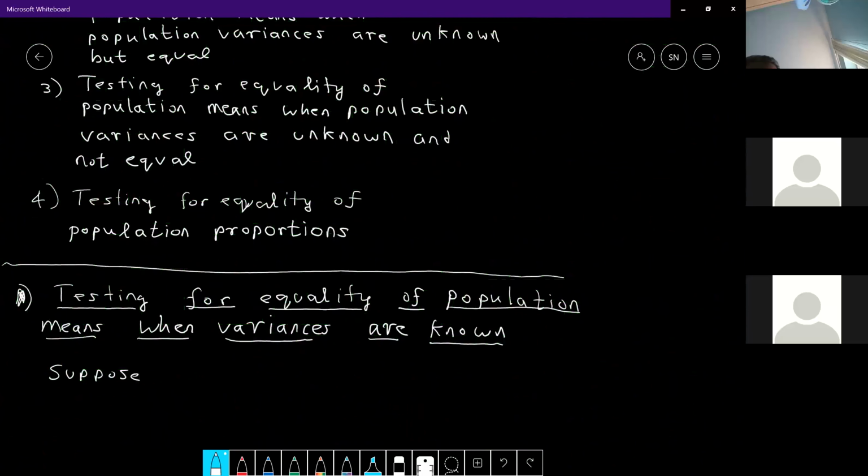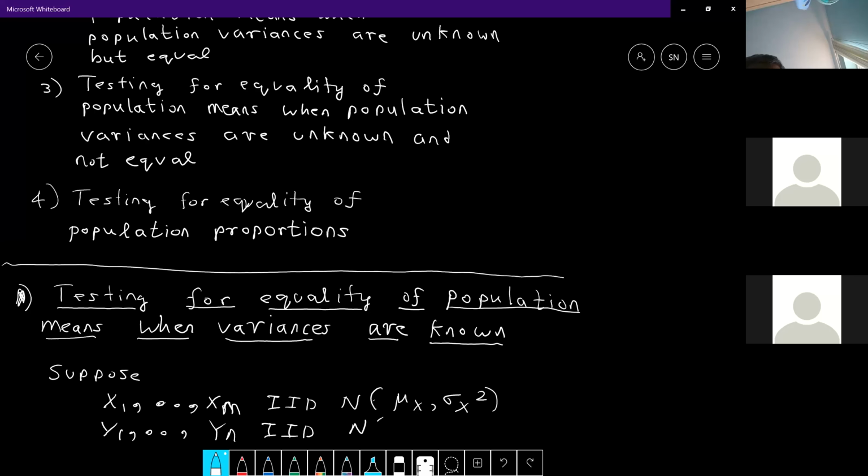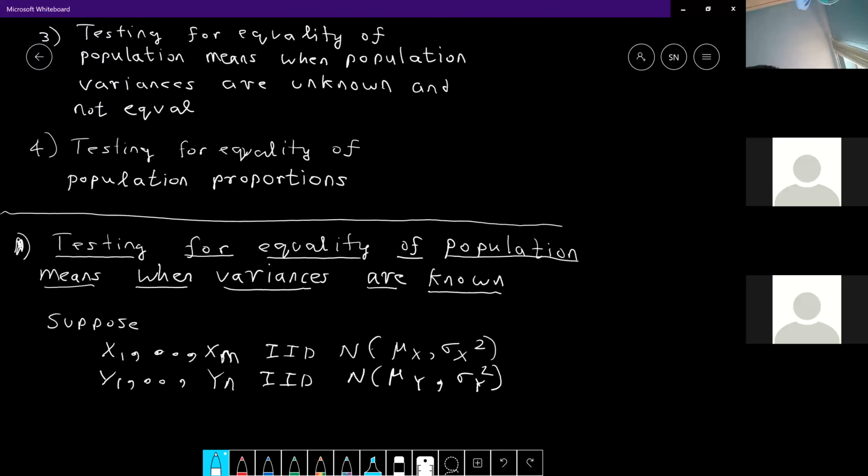Suppose you have two different samples, right? You have say x1 to xn iid from a normal distribution with parameters mu x and sigma x squared. And suppose you also have another sample, so let me call this xm, sorry. You have another random sample, y1 to yn iid from a normal distribution with parameters mu y and sigma y squared, right? And we are assuming that these are independent samples, right?